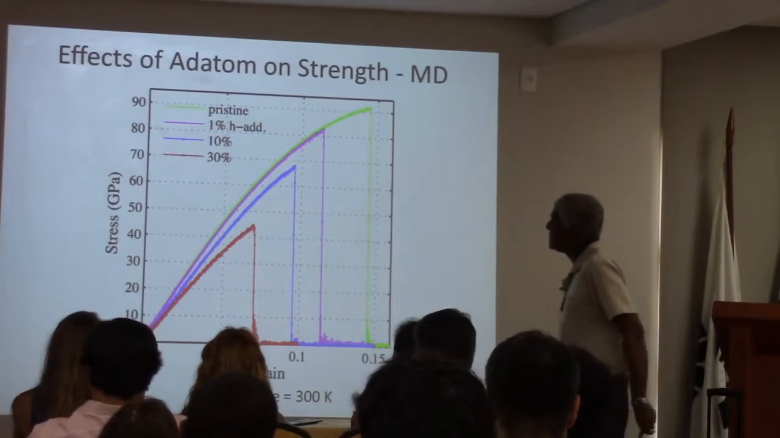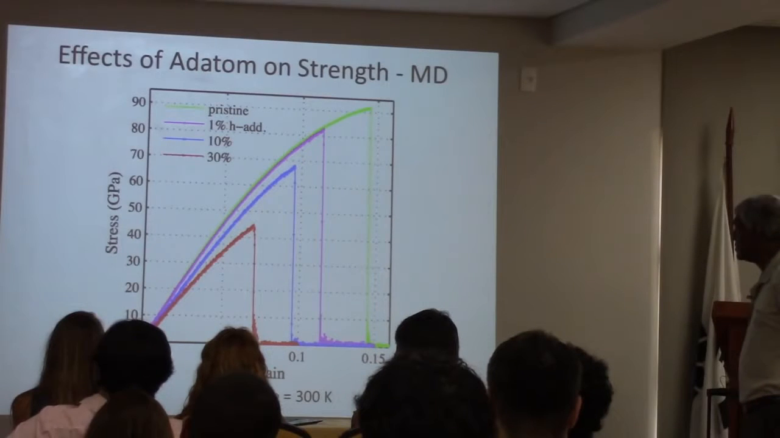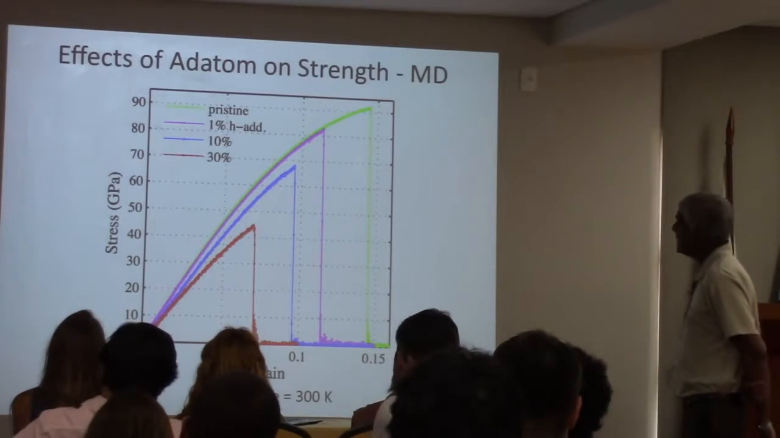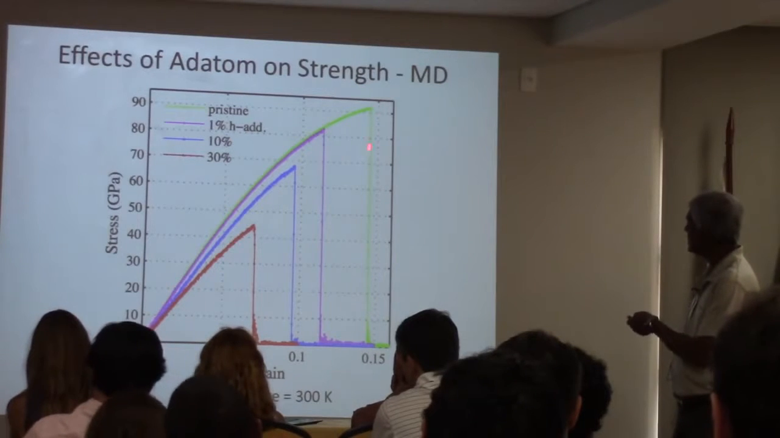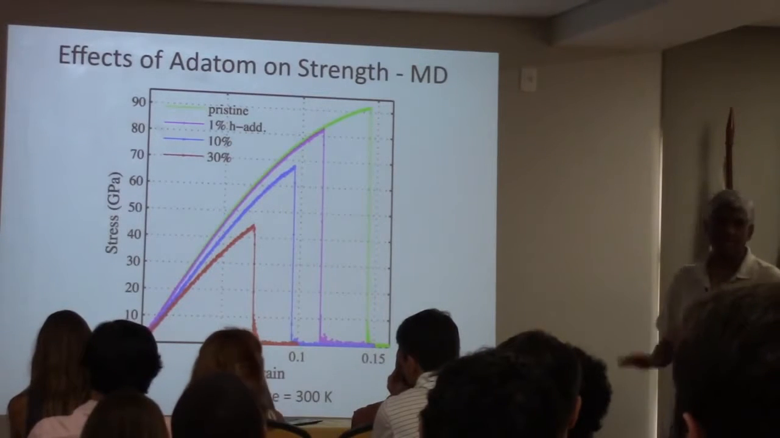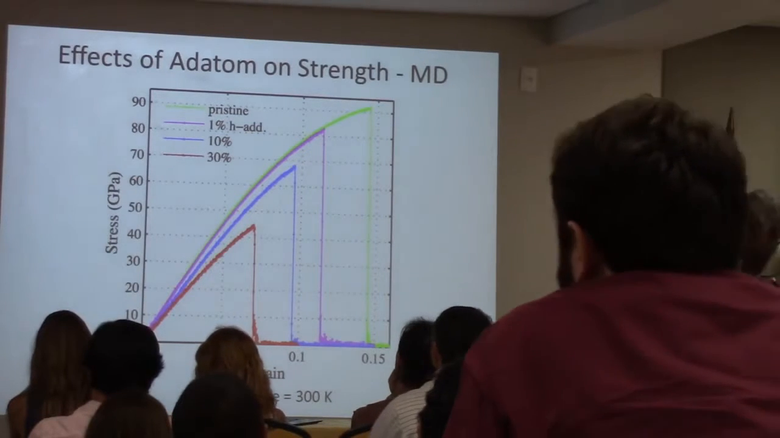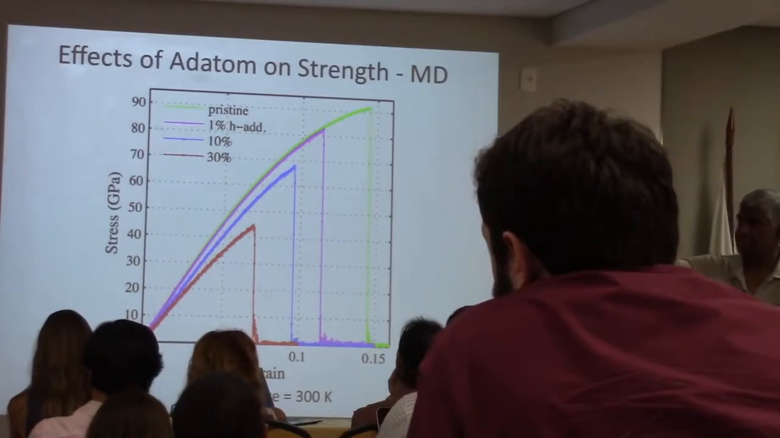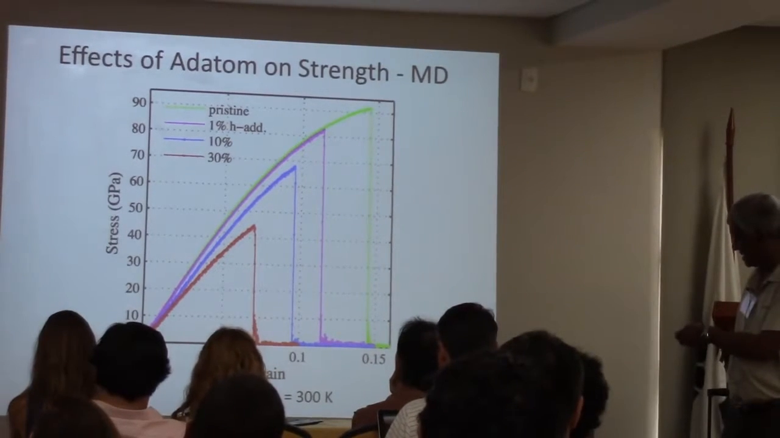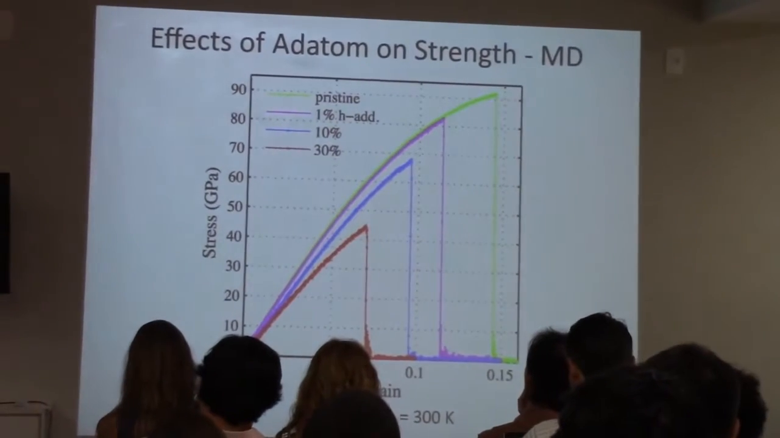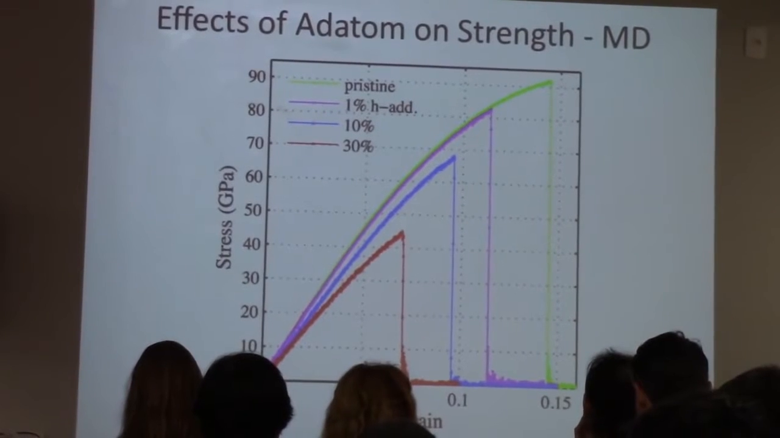So here is an MD simulation. We use LAMMPS to simulate this one. Here is the pristine sheet, which means there is no hydrogen. I am pulling the pristine sheet in one direction, with periodic boundary conditions in the other directions, and I keep increasing the strain. So you are increasing the load, and the strain keeps increasing.